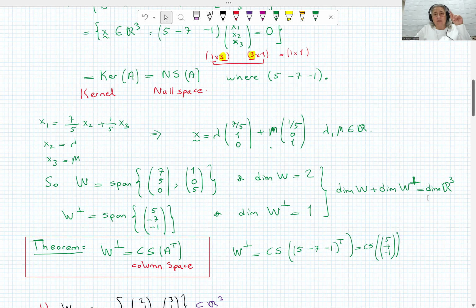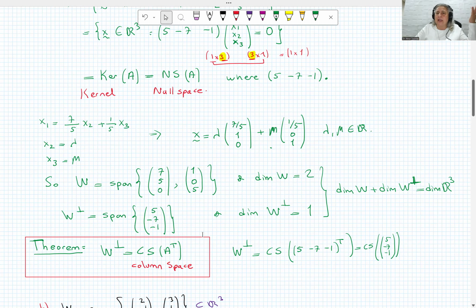There exists a theorem, this is a fact: the orthogonal complement of W is always the column space of the transpose of the coefficient matrix. In this case, the coefficient matrix is 5, minus 7, minus 1. If you take the transpose of it, you will have 5, minus 7, 1, and the column space of this vector is itself anyway. So it is exactly that. It is automatic by this fact.